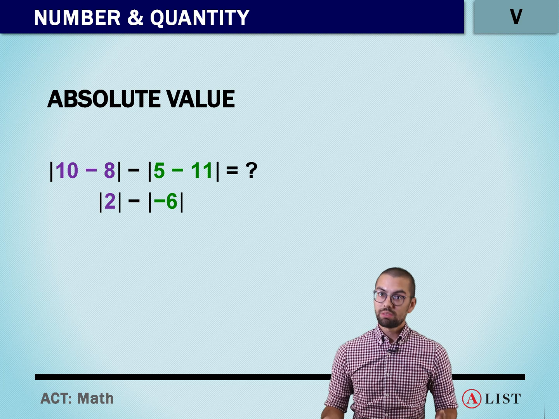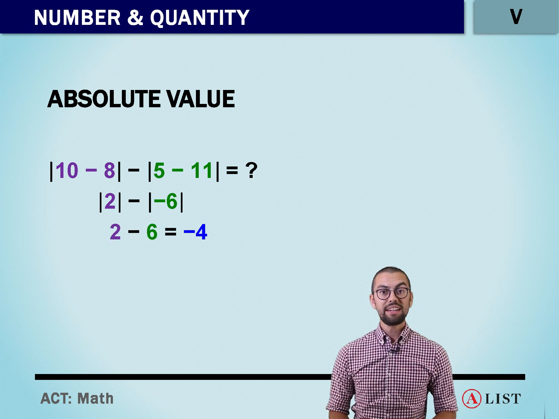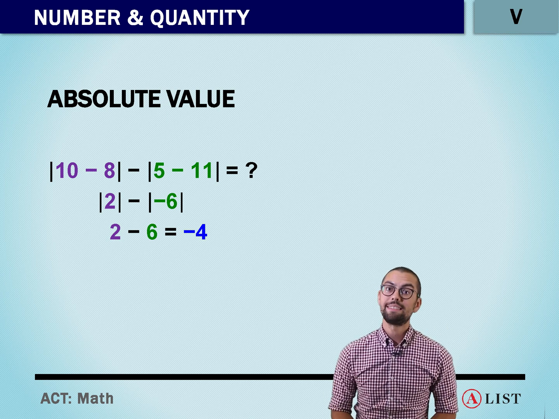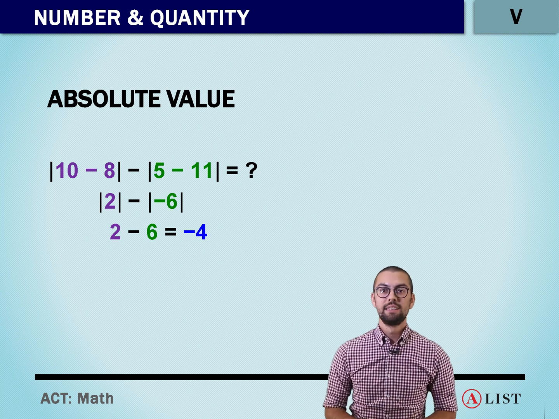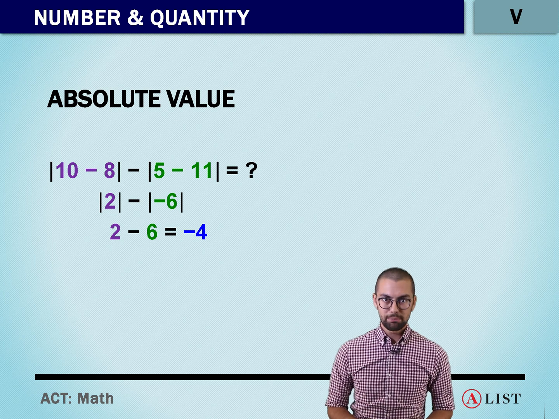Absolute value of 2, that's already positive, so it stays as positive 2. The absolute value of -6, now it's a negative, we make it positive, that turns into just 2 minus 6. 2 minus 6 then is -4, and we're done. Not too bad. So that's pretty straightforward, work from the inside out, and then take the absolute values.